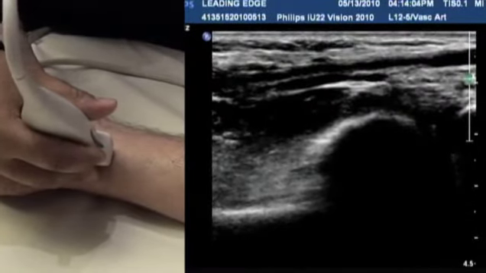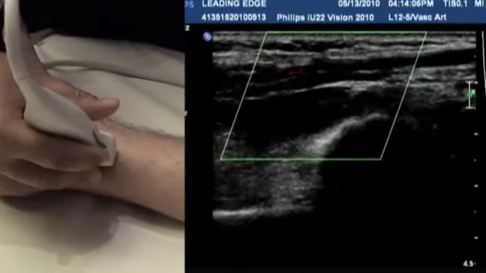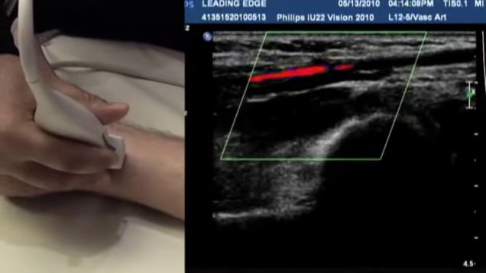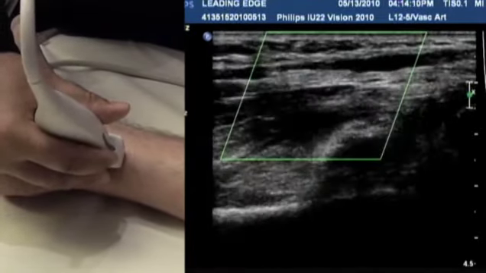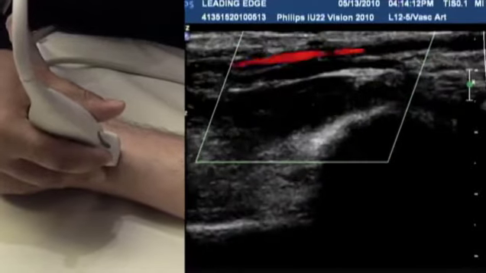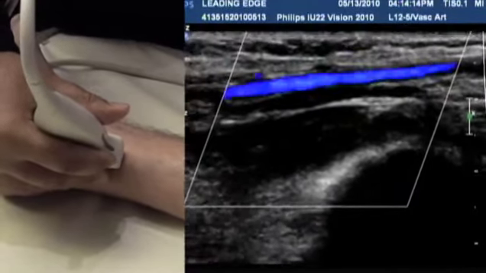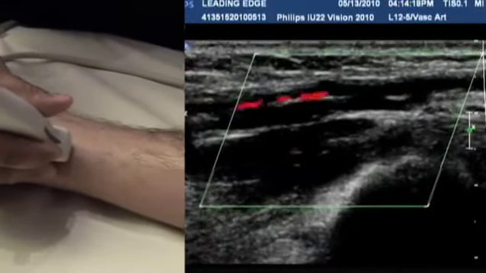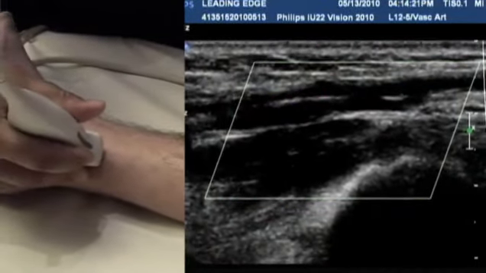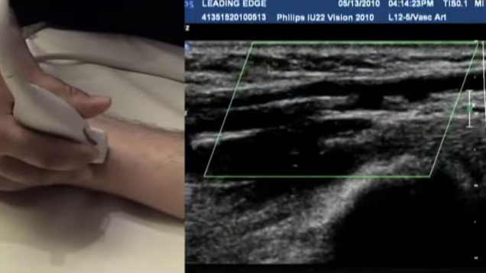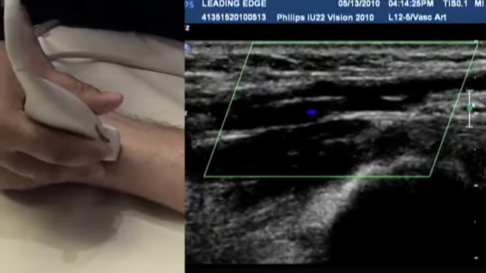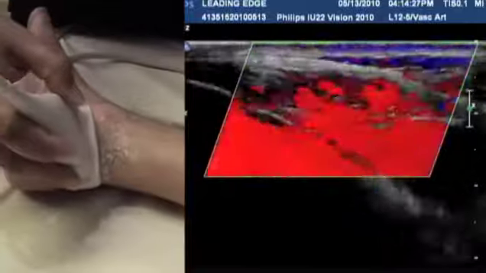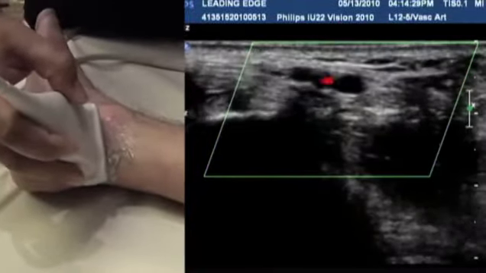Let's put the color on and see what that looks like. And maybe, why don't we zoom that a little bit, just to make it a little bit easier to see. You can see that the vessel is relatively superficial and smaller in caliber at this level, but is very easily identified on the color flow image. And you can see the veins adjacent to that. I'm just going to turn transverse for a second and show you what it looks like transversely. Let's just turn the color off for a second.